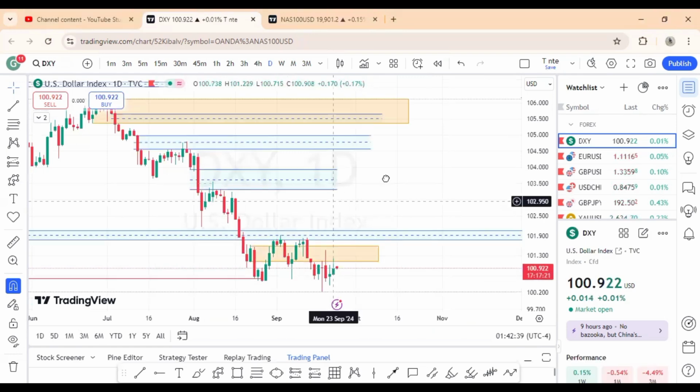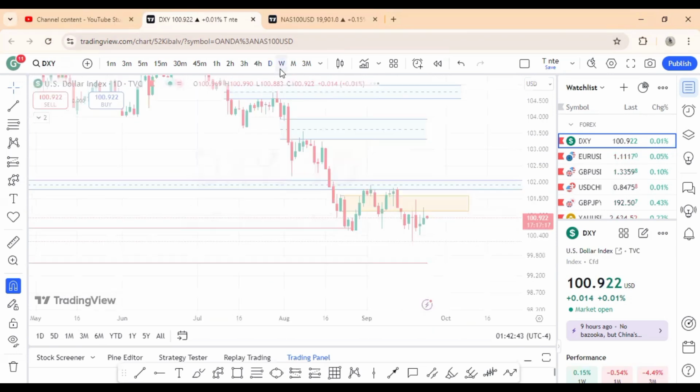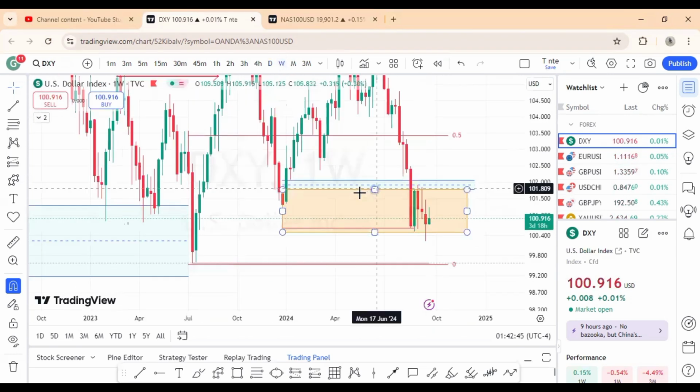All right, so now let's look at DXY. On the weekly chart on DXY, you can clearly see that we are expecting DXY to drop, right?